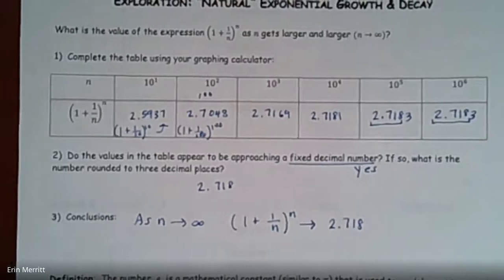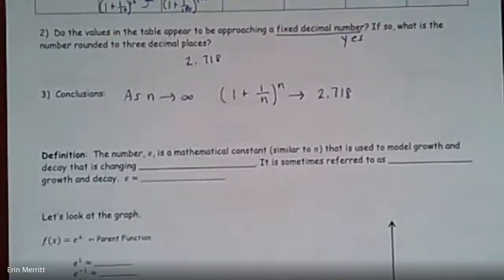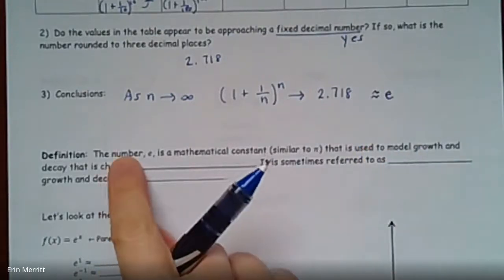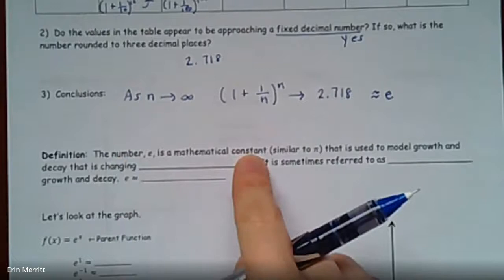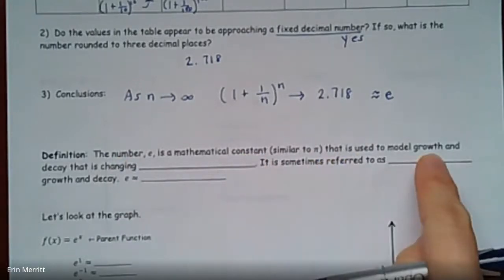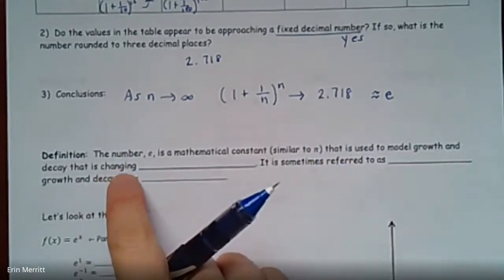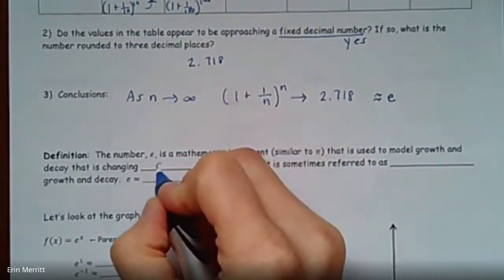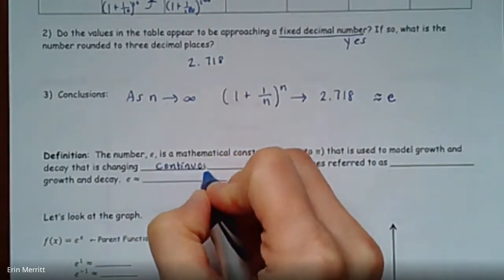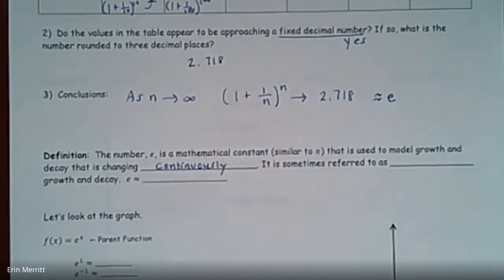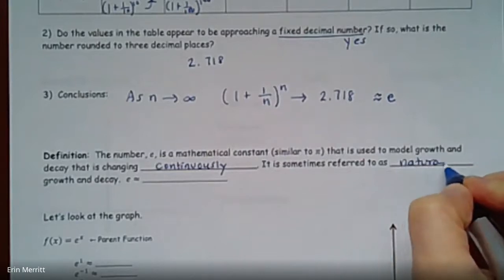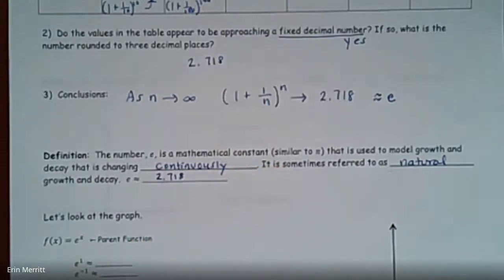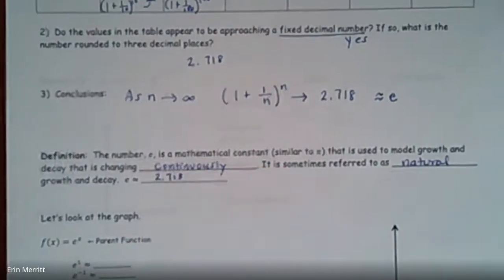So it actually has its own little variable to go with it. Oh, a little lowercase e. And if you'll see the definition of e, they're saying it's a mathematical constant, sort of like pi, that is used to model growth and decay that is changing naturally, or you can say continuously. So it's sometimes referred to as natural growth or decay. So e is about 2.718. The same way we say pi is about 3.14, e is about 2.718 here.